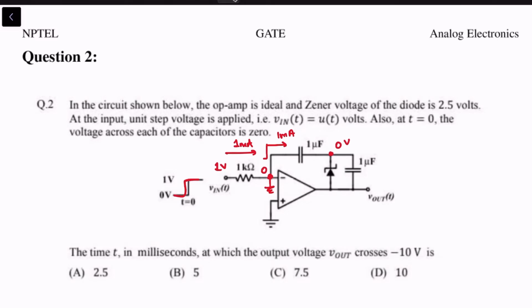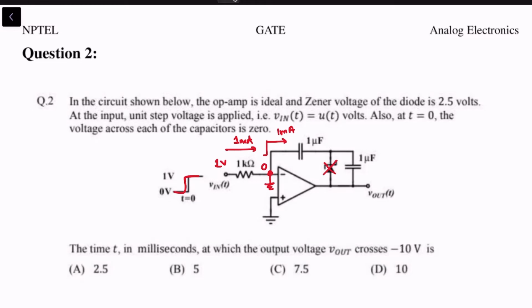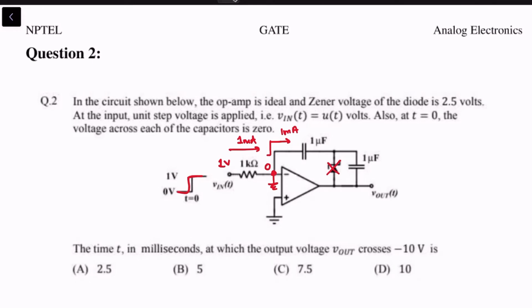So the idea is that for as long as the voltage across the Zener diode is less than its Zener voltage, the Zener diode is non-conducting. So you can assume for now that it's not there. If the Zener diode is not there, then the capacitors are in series and equivalent to a 0.5 microfarad capacitor, two 1 microfarad capacitors in series.